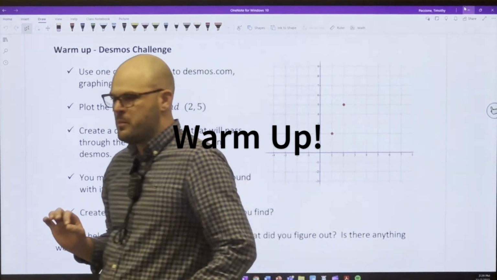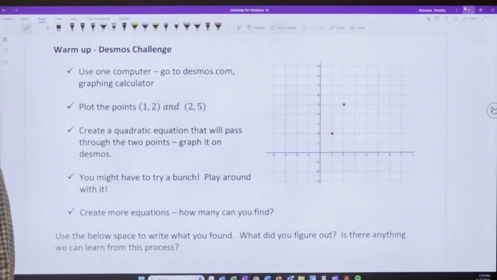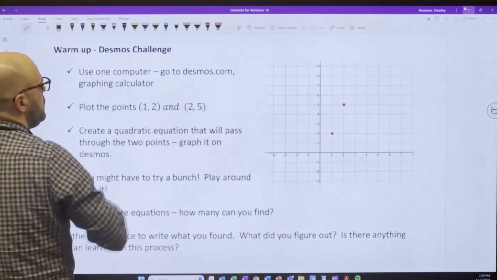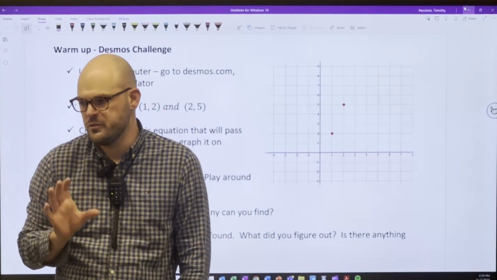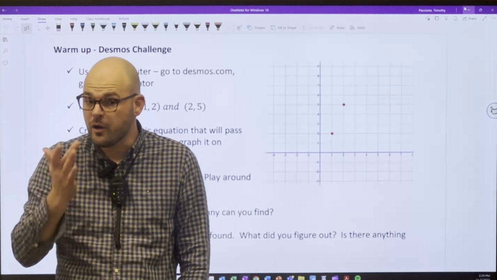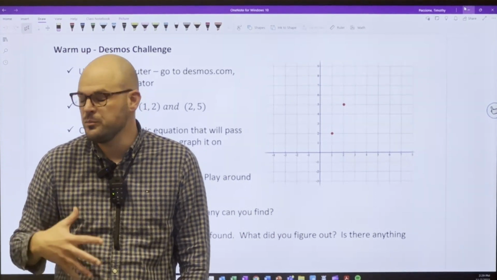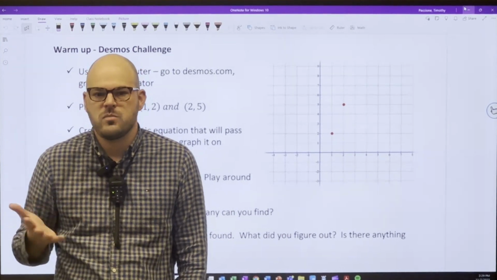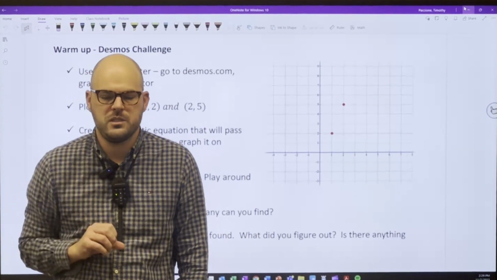Okay, so for your warm-up, you're going to Desmos, the graphing calculator, and you're putting in these 2 points, (1, 2) and (2, 5). Then you're going to try to make a parabola that goes through those points. This is not something I've taught you how to do. You're going to explore: what do I know about parabolas? How do I change them? How do I get them to move around and go through these points?